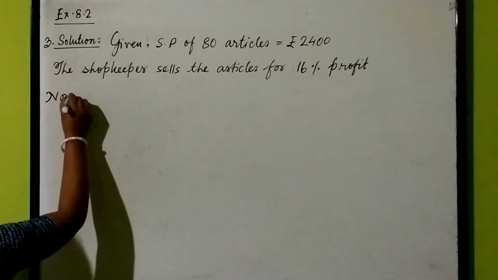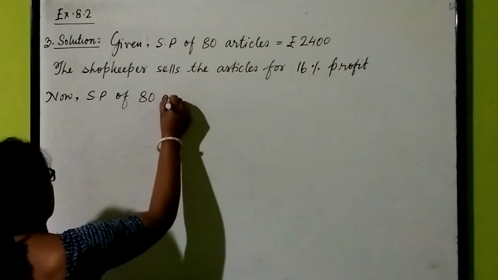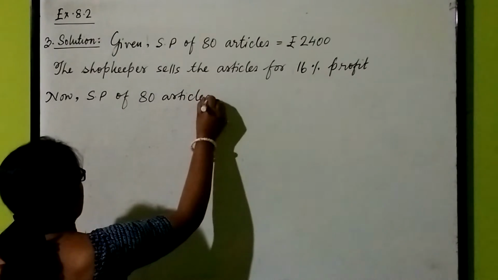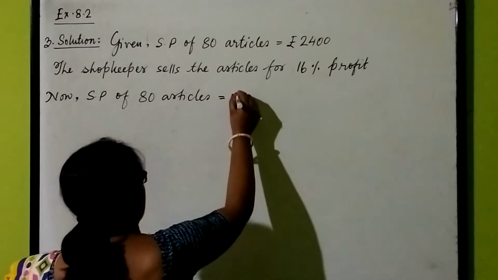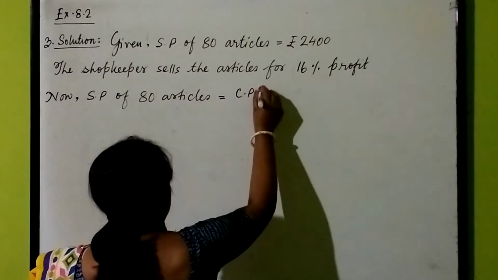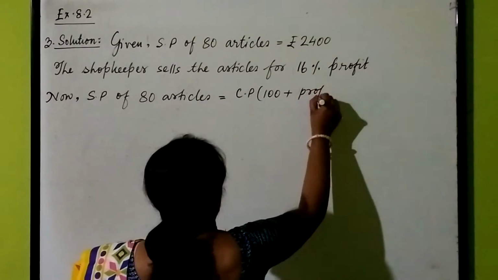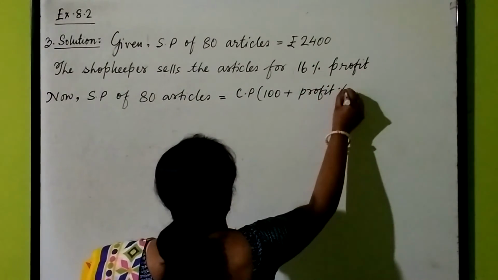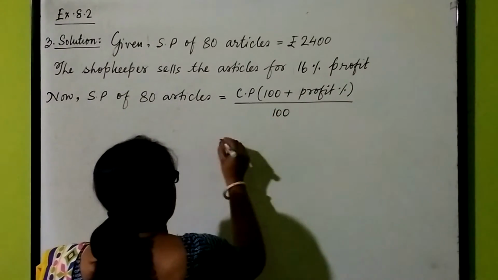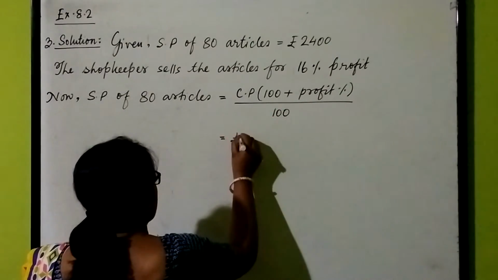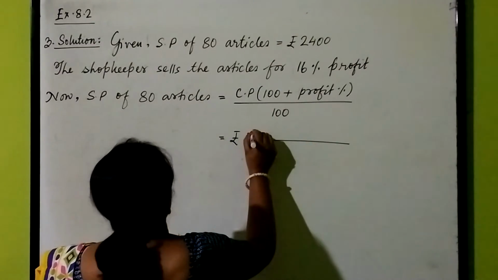Now, SP of 80 articles. First of all, SP of 80 articles equal to, what is the formula? Can you remember from class 7? CP into 100 plus profit percent or gain percent, divided by 100. Yes, can you remember it? Now, what is CP?